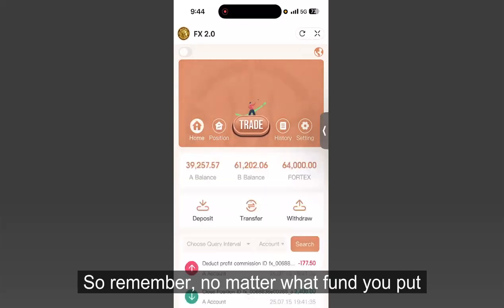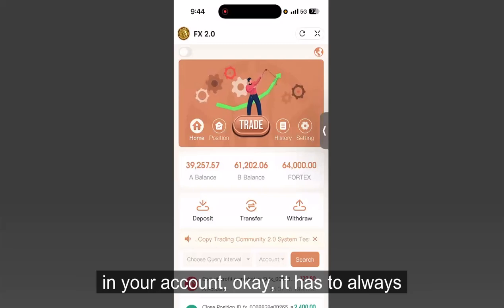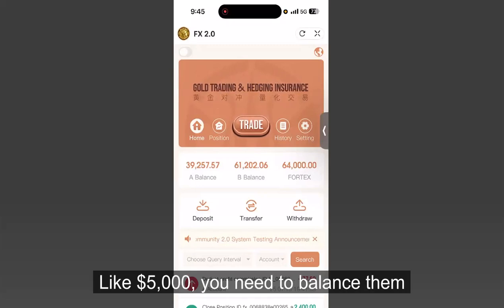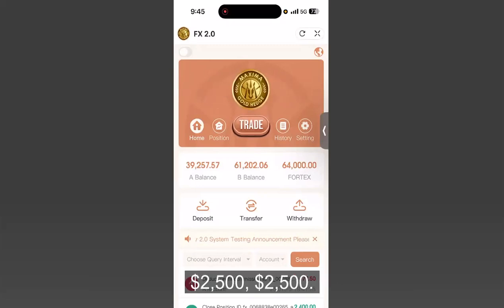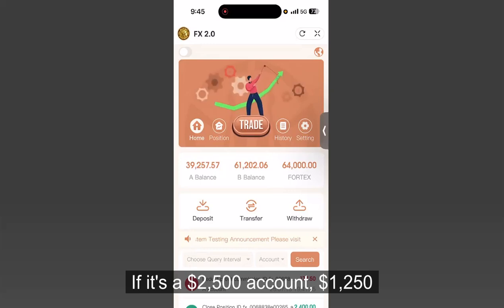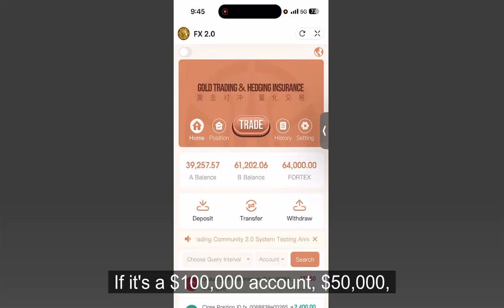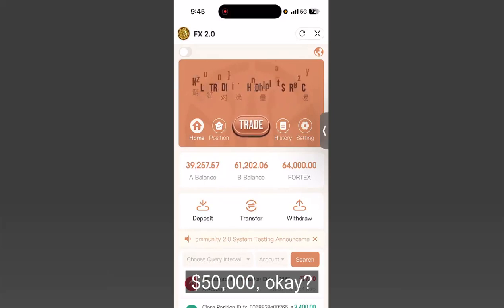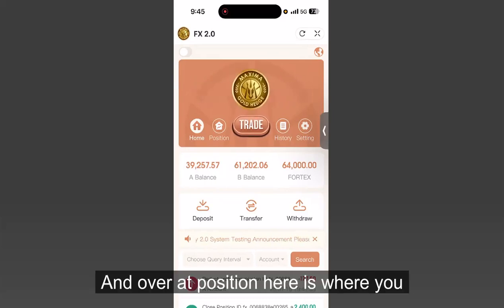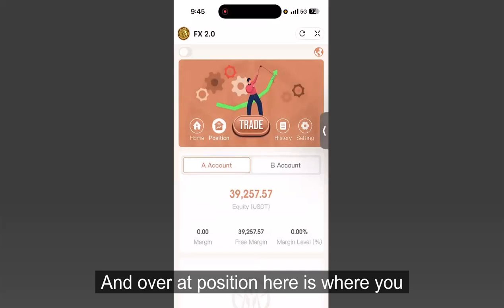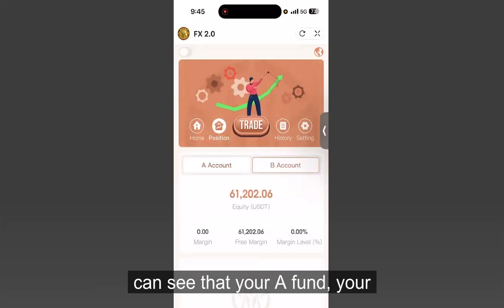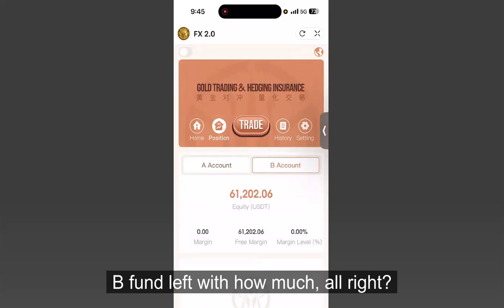So remember, no matter what fund you put in your account, it has to always be balanced. Like 5,000, you need to balance them 2,500 and 2,500. If it's a 2,500 account, 1,250 and 1,250. If it's a 100,000 account, 50,000 each. Okay, cool. And over at position here is where you can see how much your A fund and your B fund are left with.